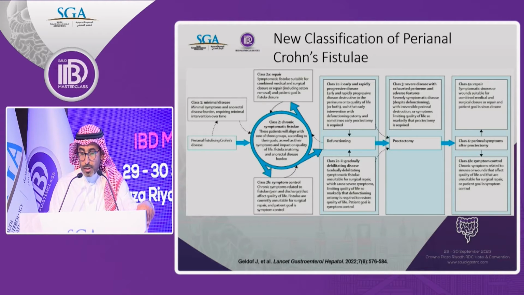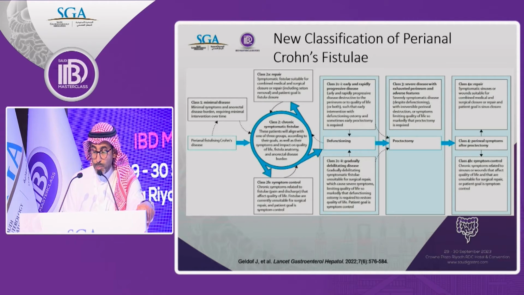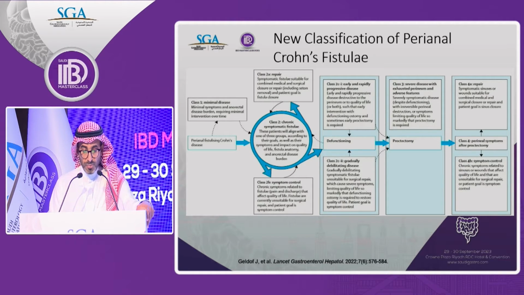A new classification came in 2022 by AGA. This classifies patients into 4 classes based on disease prognosis, disease severity, and a proactive approach between the surgical and medical teams to reach the target. Class 1 is minimal disease, minimal symptoms, and minimal anorectal disease burden. They require minimal intervention most of the time.